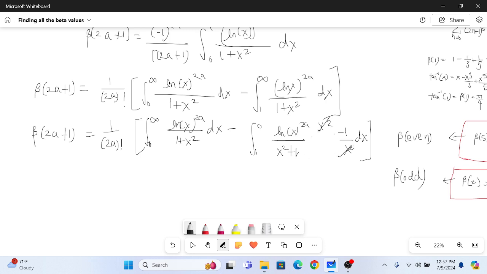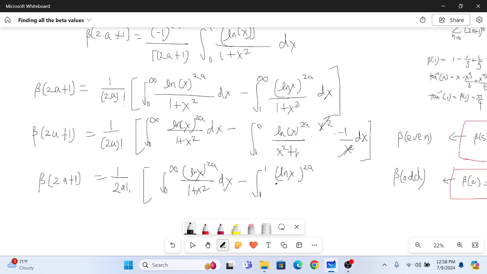Now this cancels out, negative sign again reflects the integral, so we have beta of 2a plus 1 equals 1 by 2a factorial, integral from 0 to infinity of ln x to the power 2a by 1 plus x squared dx. And now again this minus sign reflects the integral, so integral from 0 to 1 of ln x to the power 2a by 1 plus x squared dx. Good.